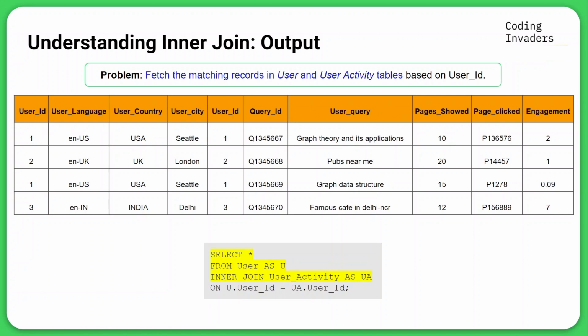Okay. So, the first part of the problem asks us to fetch the matching records in both of our input tables. What we have over here is to fetch the matching records in user and user activity tables based on the common column, that is user ID. What we are going to do over here is, as usual, start with select star. It will select all your columns and all your rows. And when we do select star in a join, it will select all the observations from both the tables which you are joining. Okay.